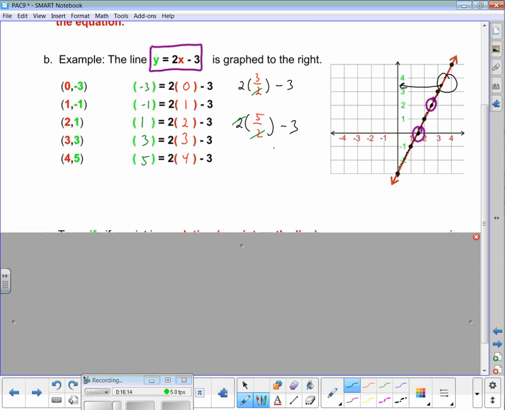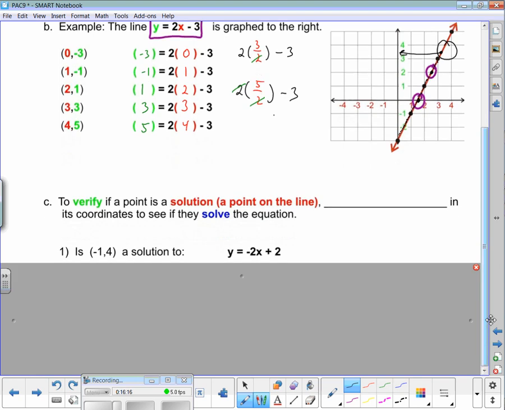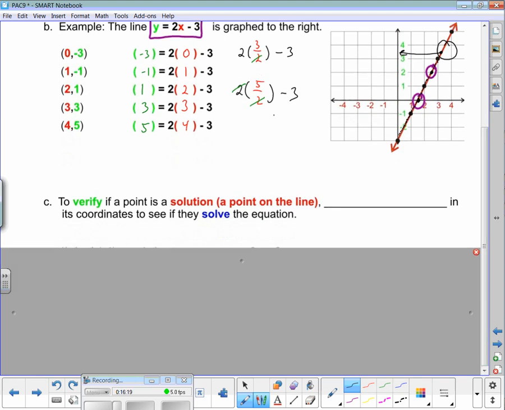All right, let's go through and look at a couple other things here. C says to verify if a point is a solution, meaning is it a point on the line, what you have to do is substitute in its coordinates to see if they solve the equation. I wonder what that means, solve the equation.